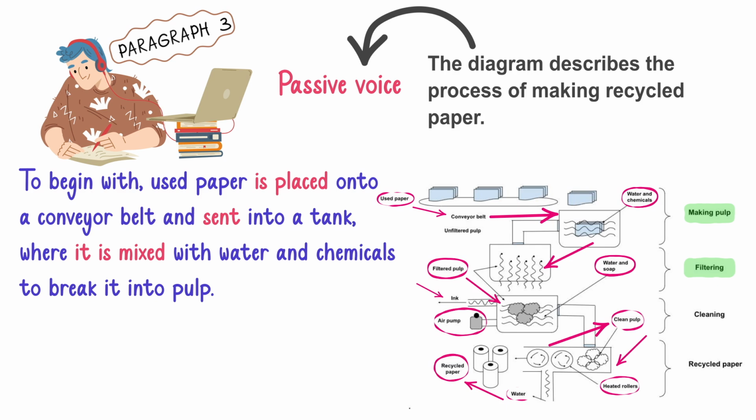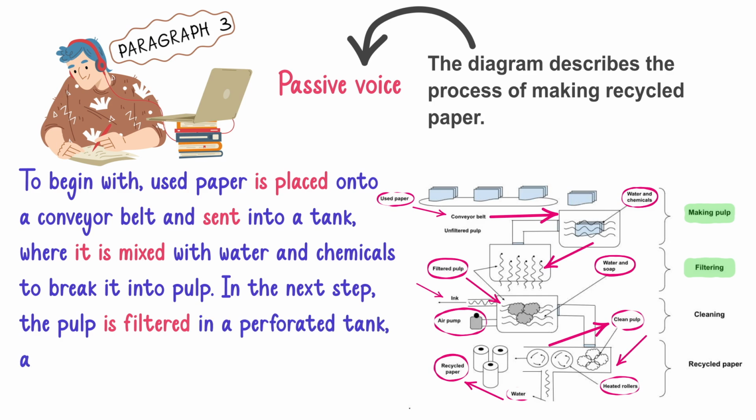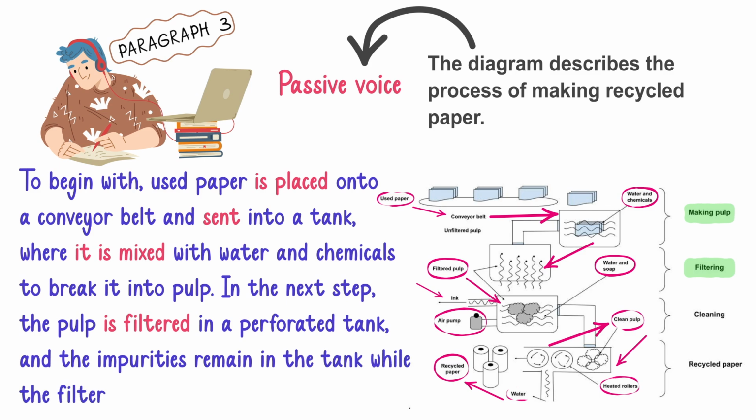What happens after that? In the next step, the pulp is filtered. This is another passive sentence here. It is filtered in a perforated tank, and the impurities remain in the tank while the filtered pulp moves on to the next stage. As you can see in the second stage, those impurities are put at the end, and what is moved onto the next stage is a pure, let's say, material.